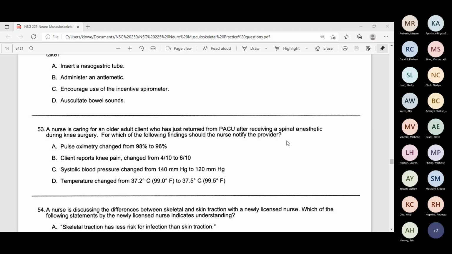Nurse is caring for an older adult client who has just returned from PACU after receiving a spinal anesthetic during knee surgery. For which of the following findings should the nurse notify the provider? So which one would be abnormal? And what would, let's see. B.